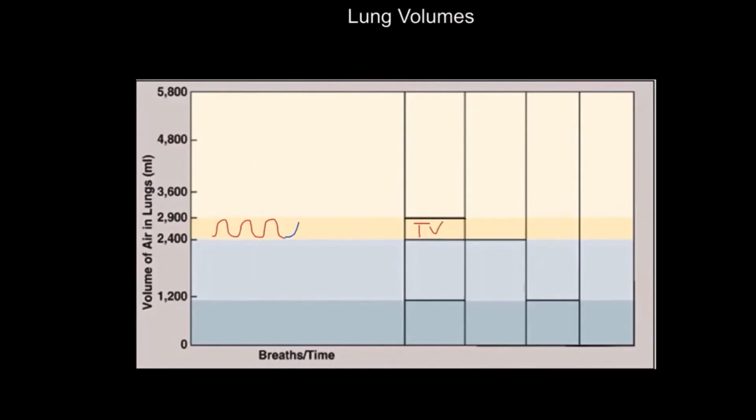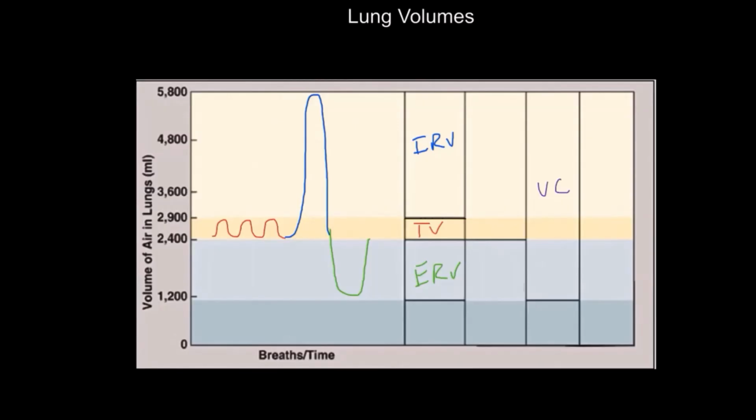The maximum amount of air that can forcibly be inhaled is called the inspiratory reserve volume. And the maximum amount of air that can be exhaled is called the expiratory reserve volume. Tidal volume plus inspiratory reserve volume plus expiratory reserve volume equals vital capacity.